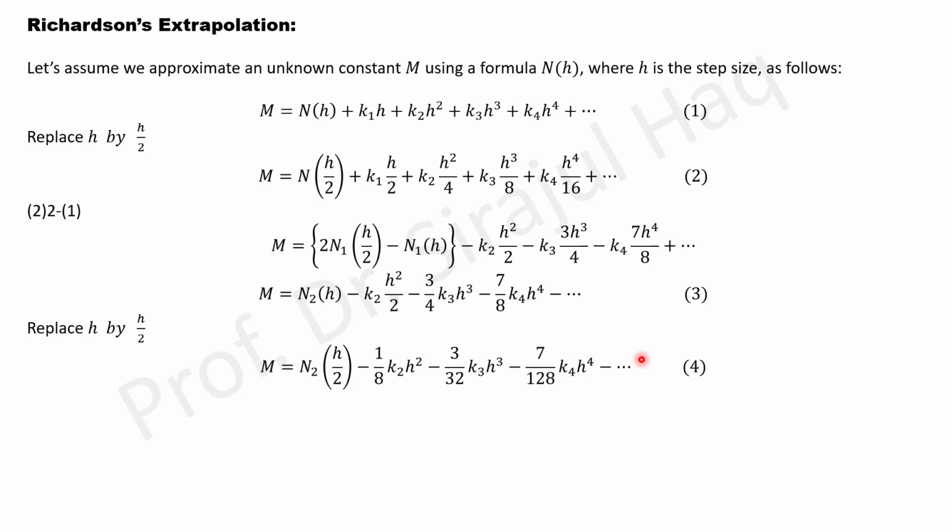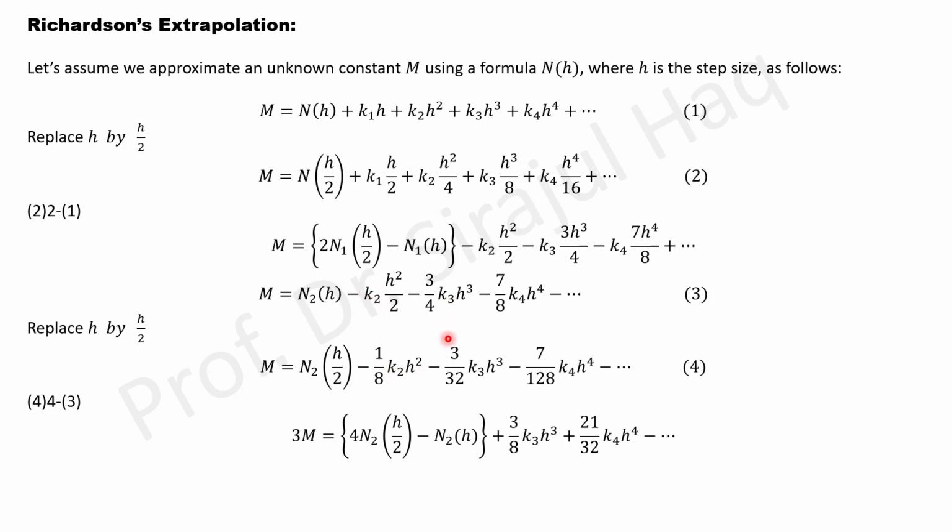The target is to get error of order h raised to the power 3. So let's eliminate this term. So what we have to do, multiply equation number 4 by 4 and subtract equation number 3. Multiply equation 4 by 4 and subtract equation number 3, we are getting, this will be 4m minus m, which is equal to 3m. This will be 4 n2 of h divided by 2 minus n2 of h. And this will be, you have multiplied this with 4, so this becomes k2h square divided by 2, and when you do the subtraction, these two terms will cancel out.